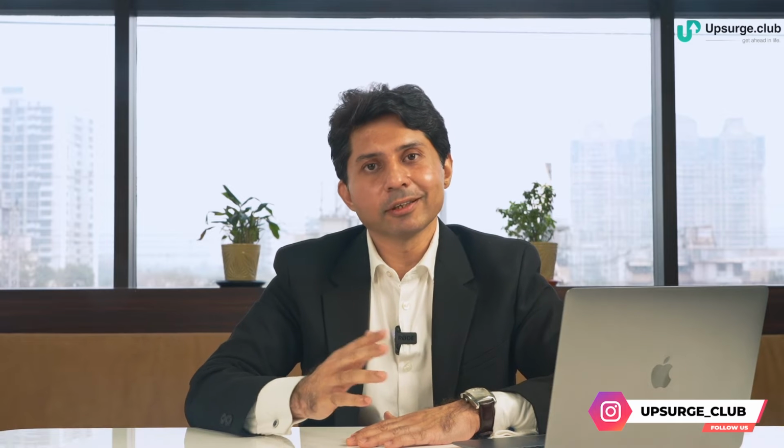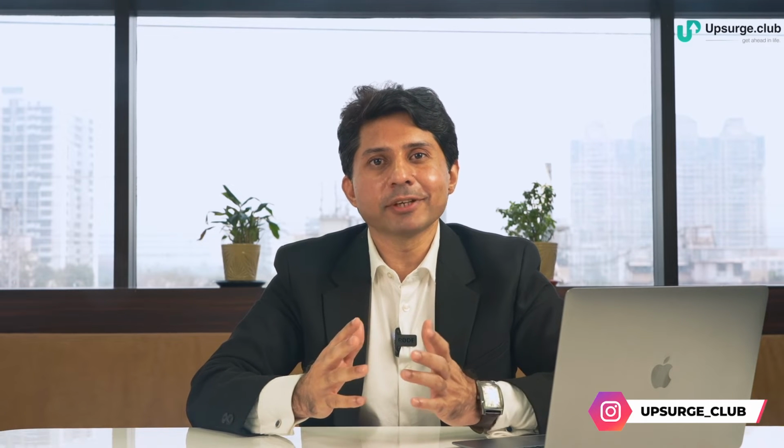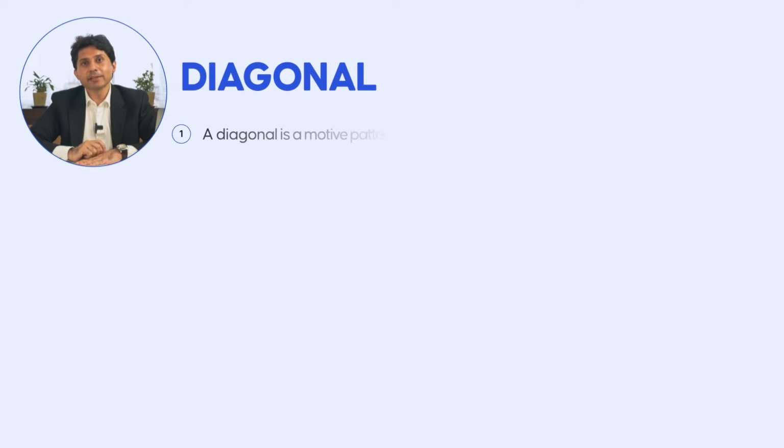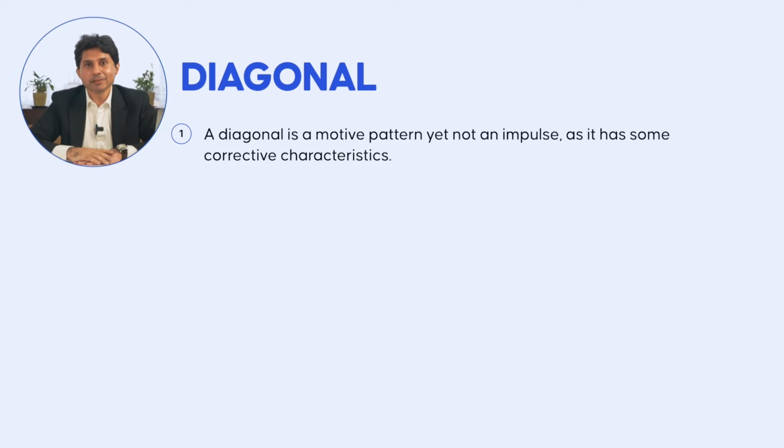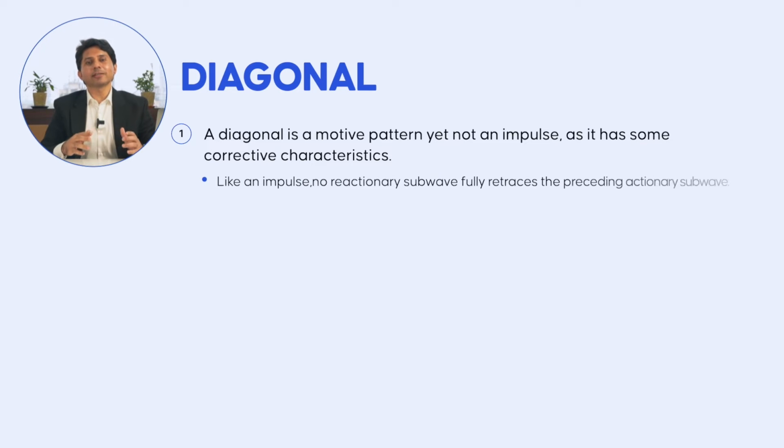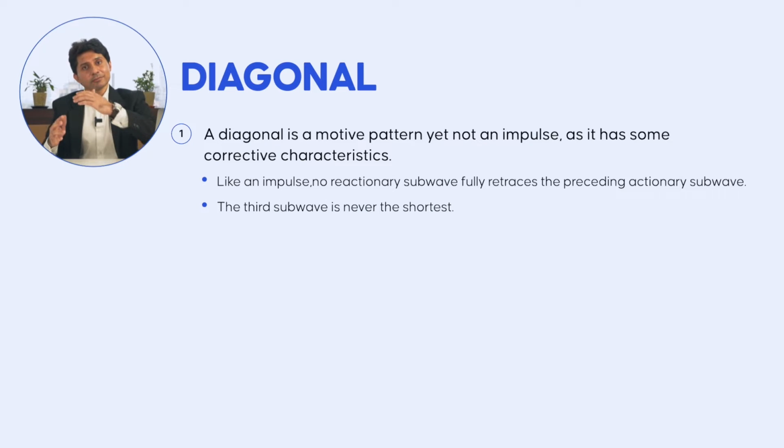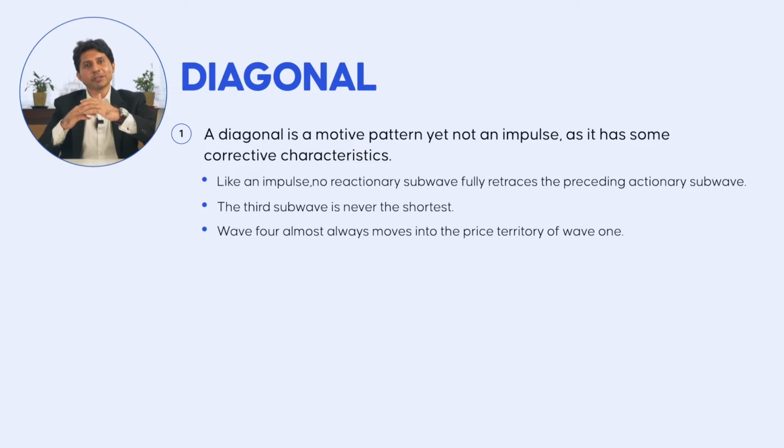Until now, we have covered the normal forms of impulse waves. Now let's look at the other forms of motive waves, the diagonals. A diagonal is a motive pattern, yet not an impulse, as it has some corrective characteristics. Just like an impulse, no reactionary subwave fully retraces the preceding actionary wave, and the third wave is never the shortest, but the fourth almost always overlaps the wave 1 territory, and that segregates the larger part of impulse and diagonals under the same umbrella of motives.